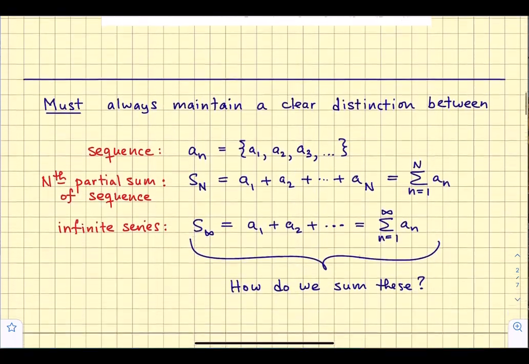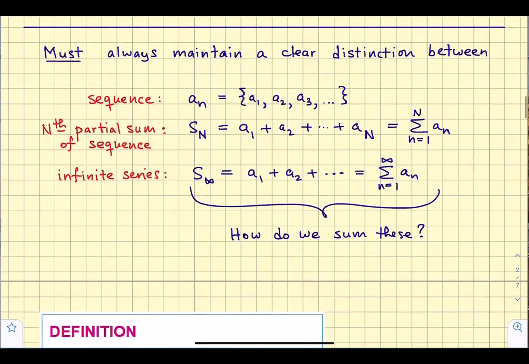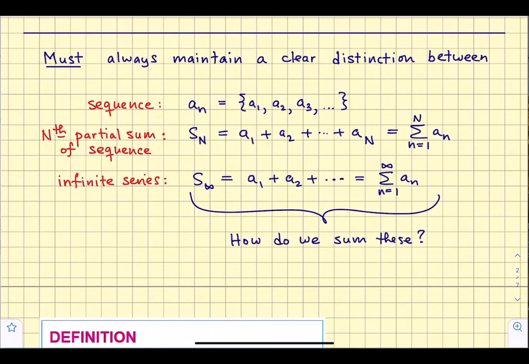It's very, very important. We must always maintain a clear distinction between the concept of a sequence, the concept of its associated nth partial sum of the sequence, and the concept of an infinite series. If you can keep these three things straight, it will really help your understanding throughout Chapter 10.